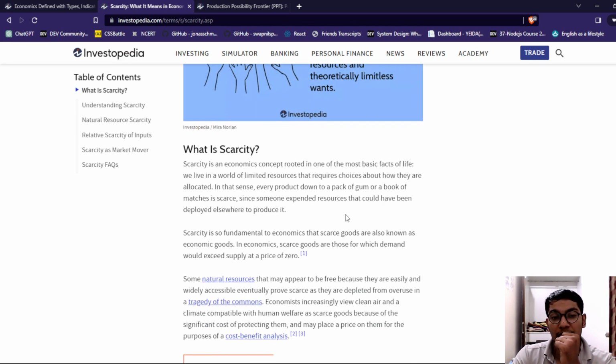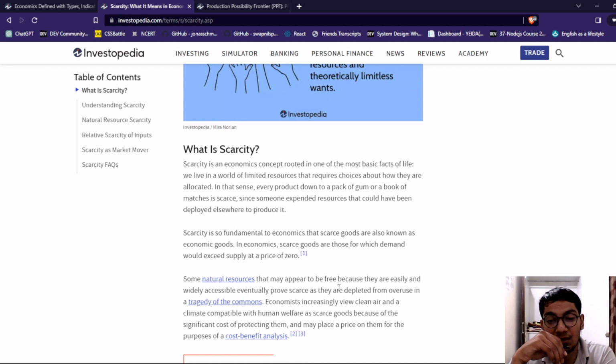Scarcity is an economic concept rooted in one of the most basic facts of life. We live in a world of limited resources that require choices about how they are allocated. In that sense, every product, down to a pack of gum or a book of matches, is scarce, since someone expended resources that could have been deployed elsewhere to produce it. Scarcity is so fundamental to economics that scarce goods are also known as economic goods.